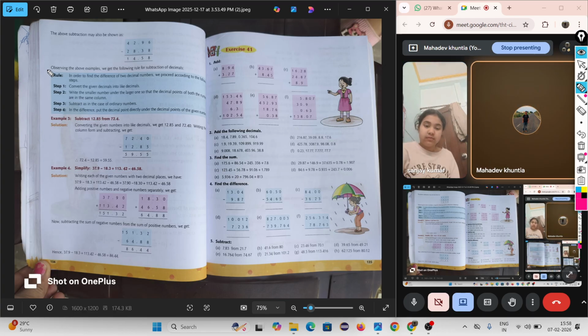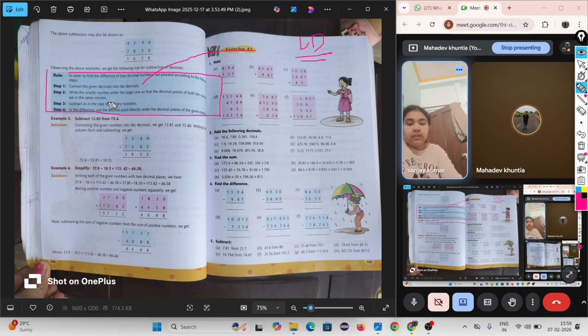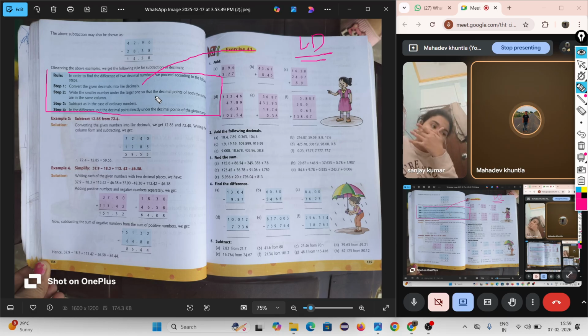Okay. Then we have to go for subtraction. How to subtract? Same. Rule number one, step number one: convert the given decimals into like decimals. Write the smaller number under the larger one so that the decimal points of both numbers are in the same column. Remember, in addition you can write 3 plus 5 or 5 plus 3, same answer.